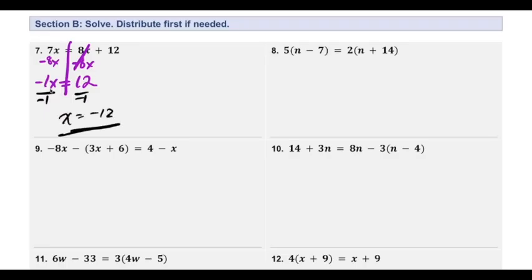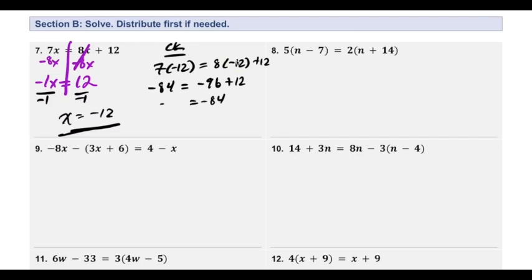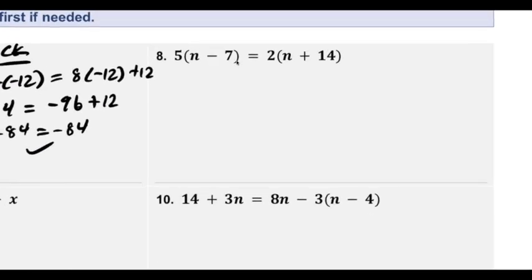And there we go. Remember, if you want, you can always check your work. In this case, if I want to check my work, 7 times negative 12, just plug it in. I wish I would have checked my work on one that was a little nicer, but I would get negative 84 equals negative 96 plus 12. And then that gets me negative 84 when you add them up. So it does work. So if you want, you can always check your work. Don't forget.